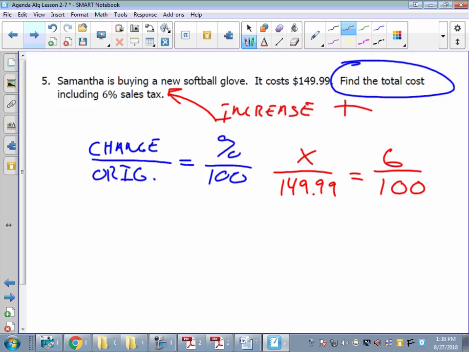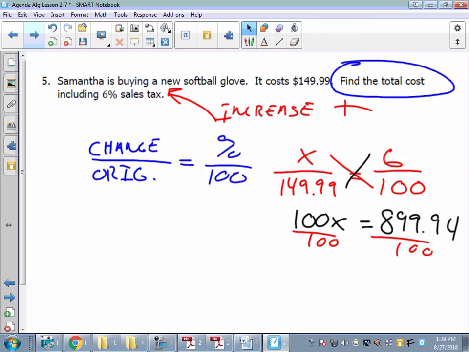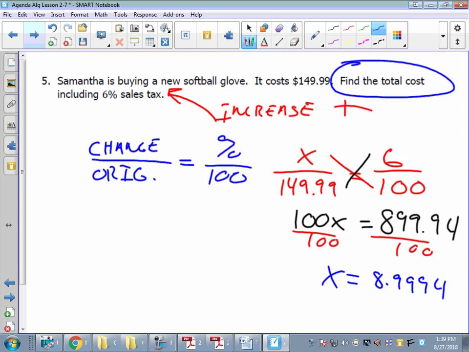Okay, so now cross multiplying, I'm going to get 100x, and then 149.99 times 6 gives me 899.94 when I multiply those. Then I'm going to divide by 100 again. So now I get x equal to 8.9994. Well, we're talking about money here. So what happens with money? They're always going to round up, they're always going to want more. So 8.9994 doesn't really do anything for us. We're rounding up, so this goes up to $9. That was the increase.